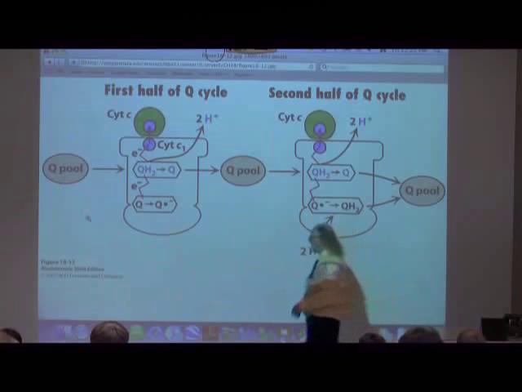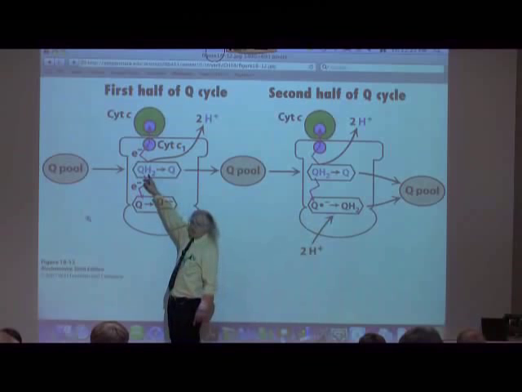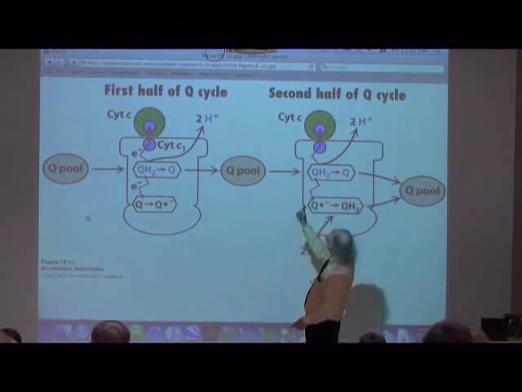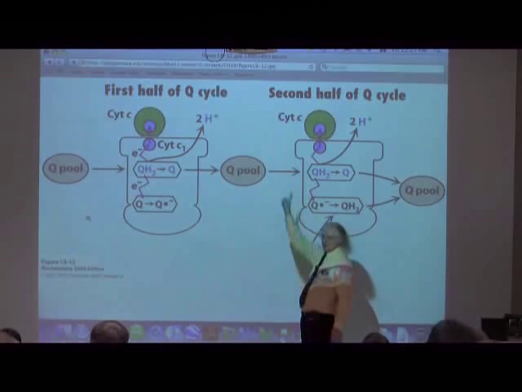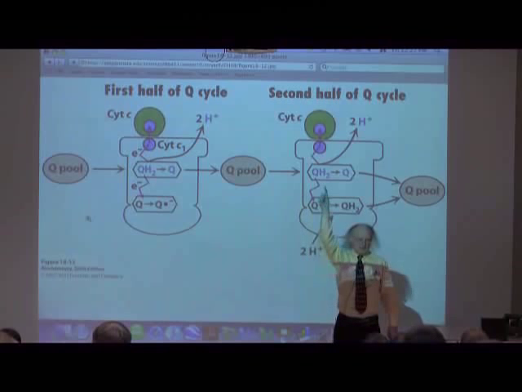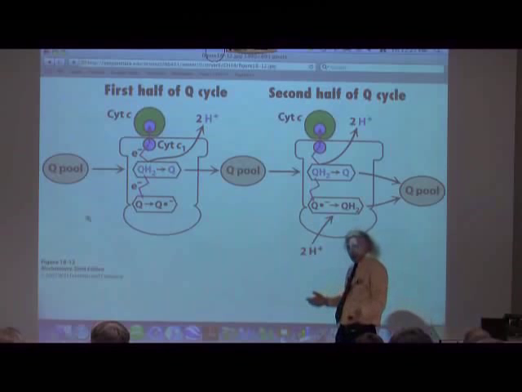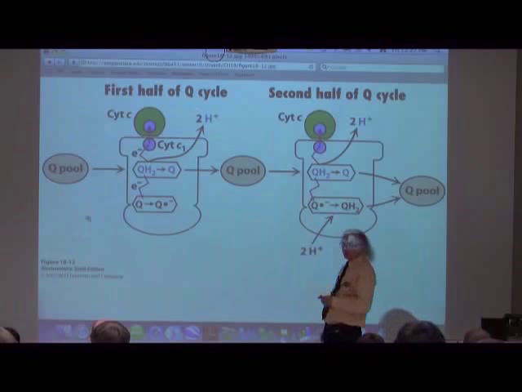Meanwhile, the thing I haven't accounted for are these two protons. I've talked about the two electrons. What happens to the two protons? The two protons are dumped, and unfortunately, in this figure, up is into the matrix. Into the matrix is up. What happens is the two protons that were here are just dumped into the matrix. So we've already seen that we've had two protons that have moved from here up to here.